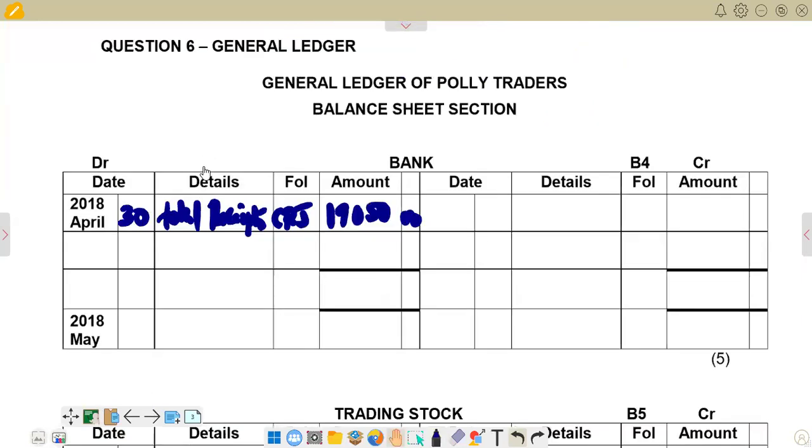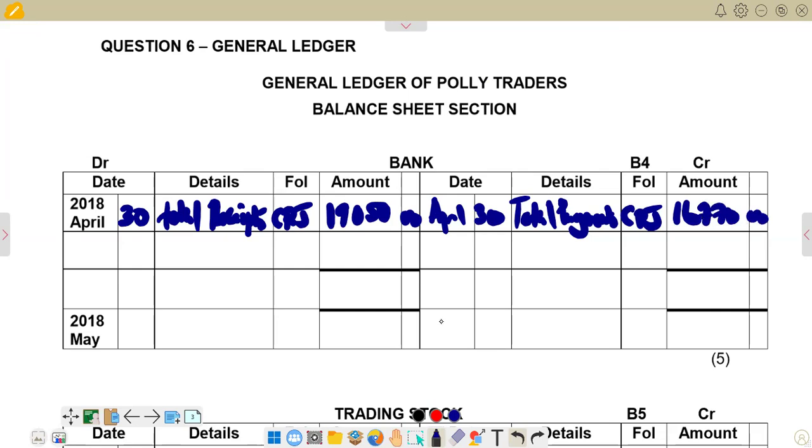So if you come here, on date, we are just putting the same, 2018 April 30. On the details, we are saying these are total payments. And on folio, we are taking the figures from the cash payments journal. And the amount that we have there is 16,770. So these are the figures that we have.